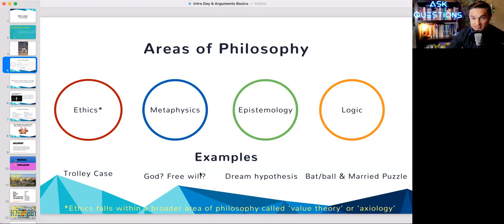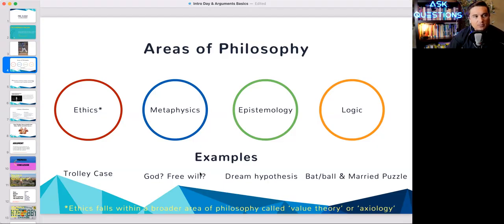The hard part, which is the rest of the argument, is coming up with at least one reason for why the conclusion should be accepted. Or the answer to the question should be accepted. So if you say God exists, or you say there's free will, there's no God, or there's no free will, you got to say why you think that. And when you give that reason or set of reasons or that evidence, then you are providing an argument.